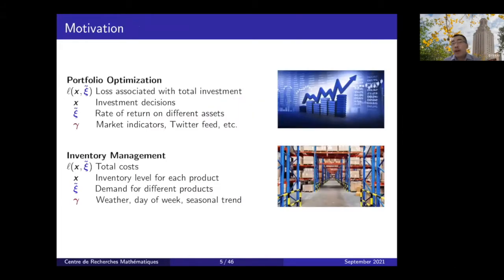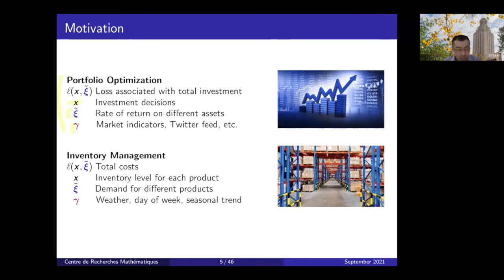So let me provide two examples of classical problems that fit into the framework. The first problem is the portfolio optimization problem, where the loss function corresponds to the negative of the investment return. The decision vector x is the money invested into the different assets in the portfolio. The random parameters for this problem are the rates of return on the assets, which may be affected by the side information that can include the market indicators, past returns, and even live Twitter feed.